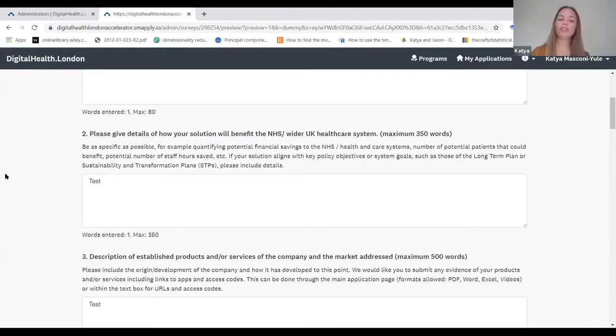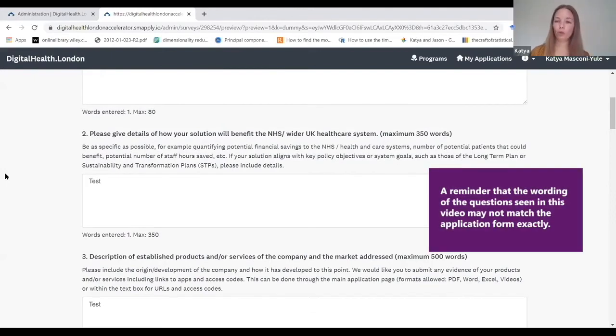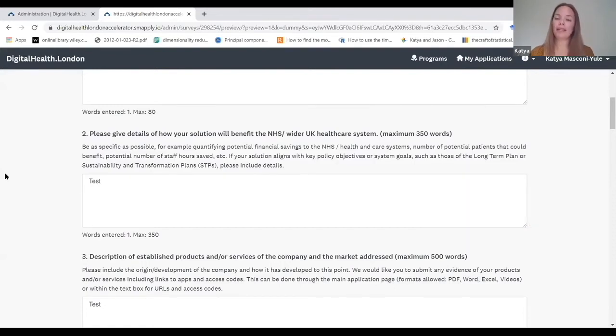We then move on to understanding where it is that your product or service fits within both the NHS as well as the wider health and care system. Please be clear as to who would be using this, how would they use it, and what exactly your product does. Lesley, any suggestions on what you would like to see?